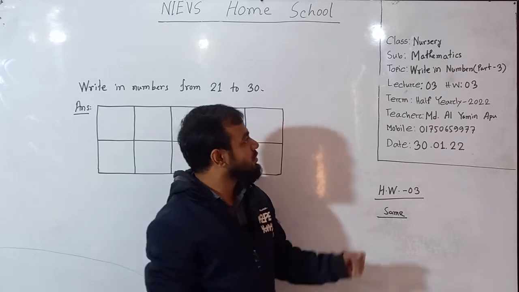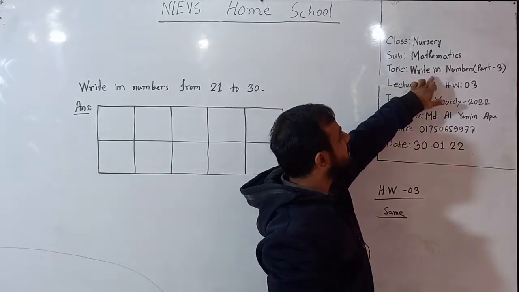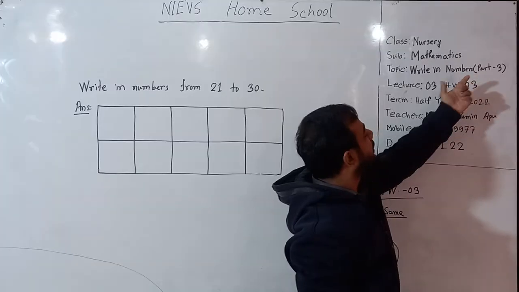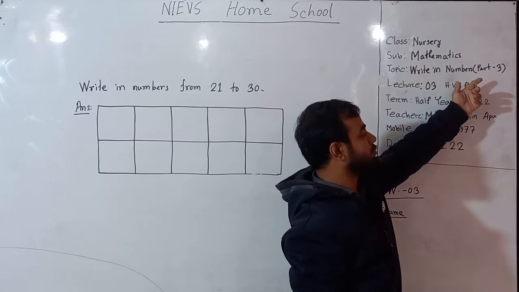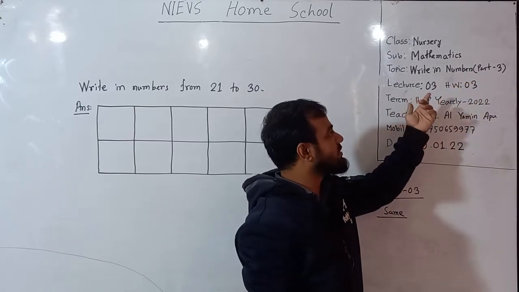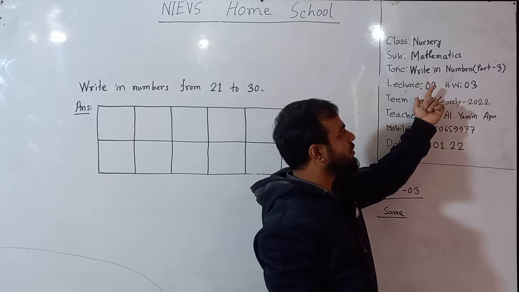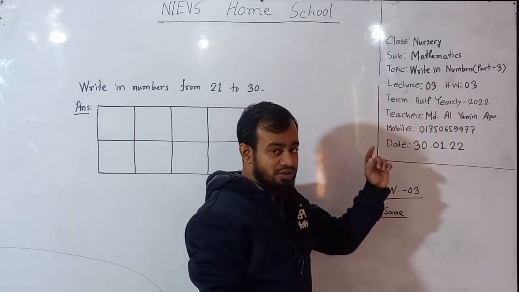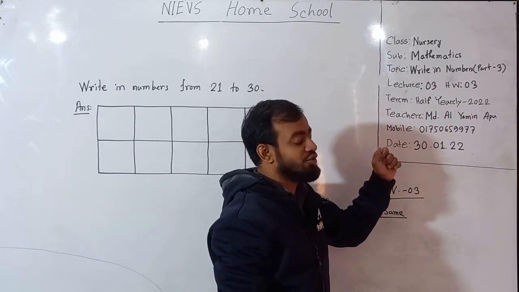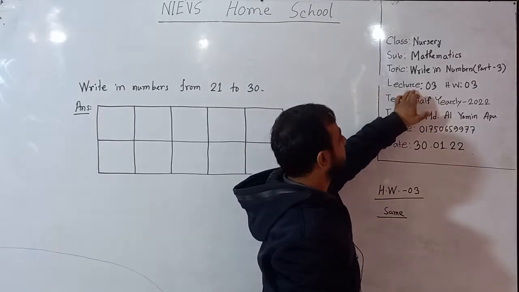So let's start. Our topic today is writing in numbers, part 3. We'll learn from 21 to 30 inshallah. In the previous two classes, part 1 and part 2, we learned from 1 to 20. Today we'll learn from 21 to 30. Our lecture number is 3.